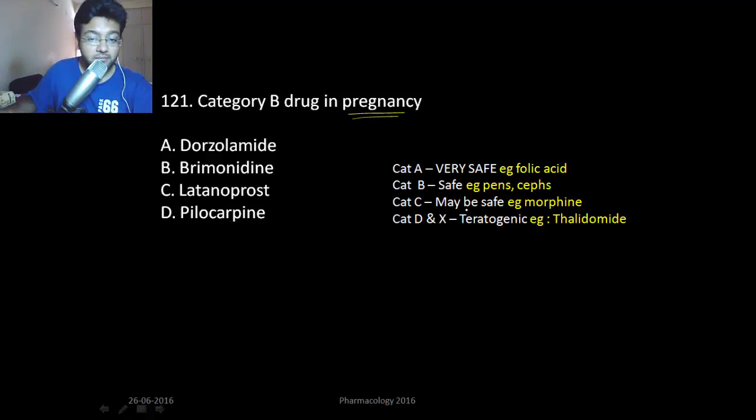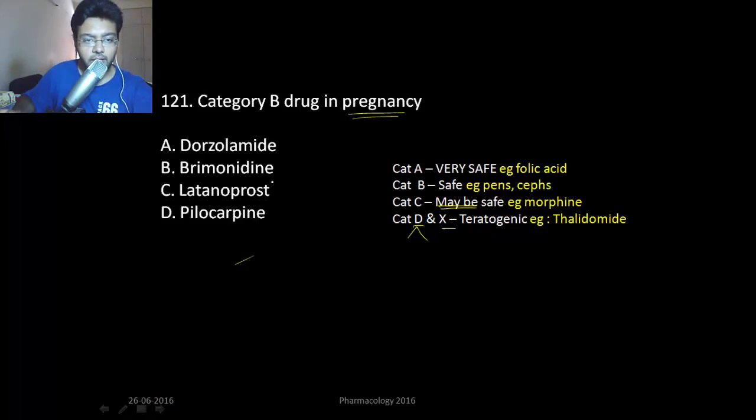Category C drugs may be safe, that means some data reveal that it may be harmful, for example morphine. Category D and X, please don't use in pregnancy, for example thalidomide. Category D drugs can be used or not depending upon the risk and benefit ratio.